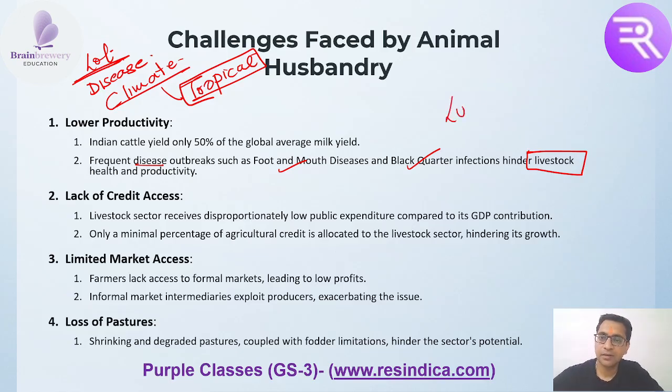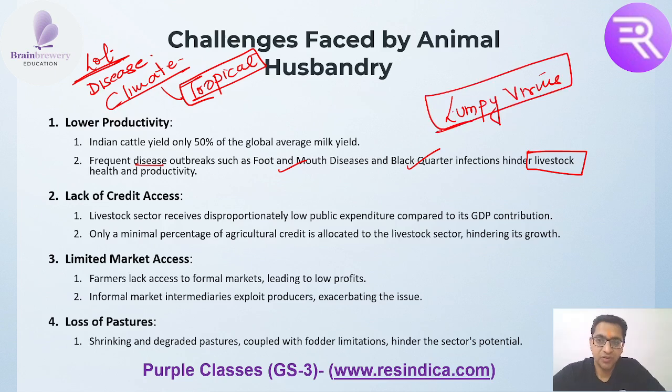Recently, the lumpy virus has created havoc in the country. Lakhs of cattle died because of the lumpy virus. Okay, so this is the main reason of lower productivity.